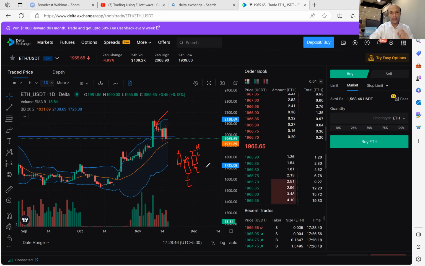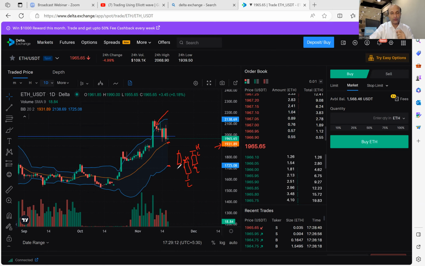Once we have these three conditions satisfied, we can say that the overall trend for Ethereum in USDT terms has changed on the upside. जो यहाँ पर फिलहाल हुआ नहीं है, which means the overall trend is down. But the support of the mid band is at $1931 और नीचे का जो बैंड है वो $1725 के आसपास है.